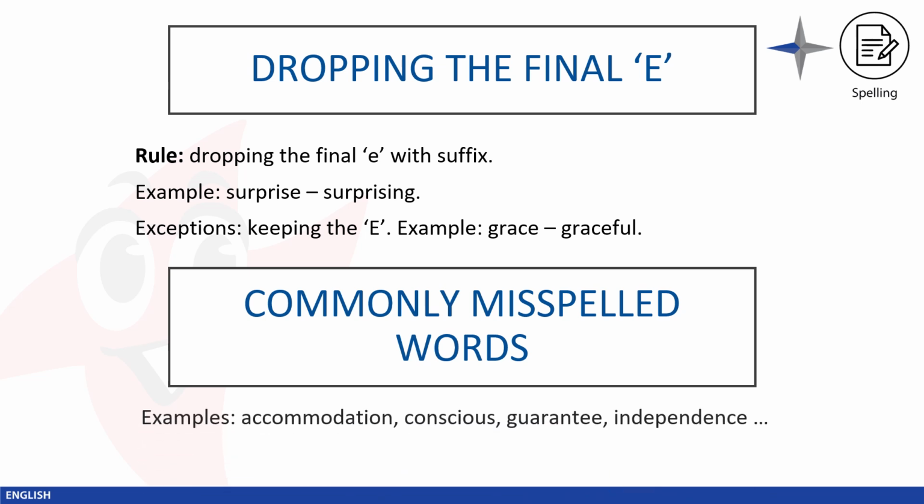Commonly misspelled words, for example, accommodation, conscious, guarantee, and dependence. You need to pay extra attention to these and learn these by heart. Accommodation has a double C and double M, whereas in Papiamento, accomodación doesn't have that.